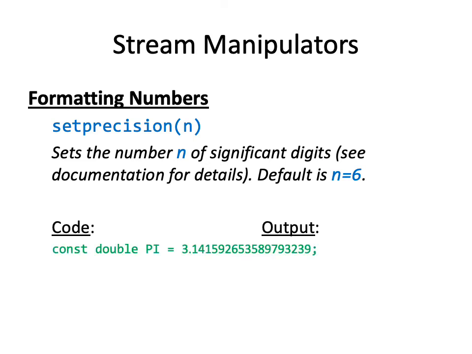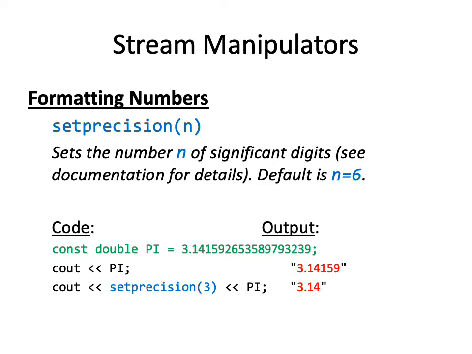So for instance, if we define a constant pi, double, like that, then if I output it, it will by default just output this, 6 digits of precision. If I say set precision 3, it outputs 3.14. If I say set precision 10 and then output pi, it gives me 10 digits. Cool.